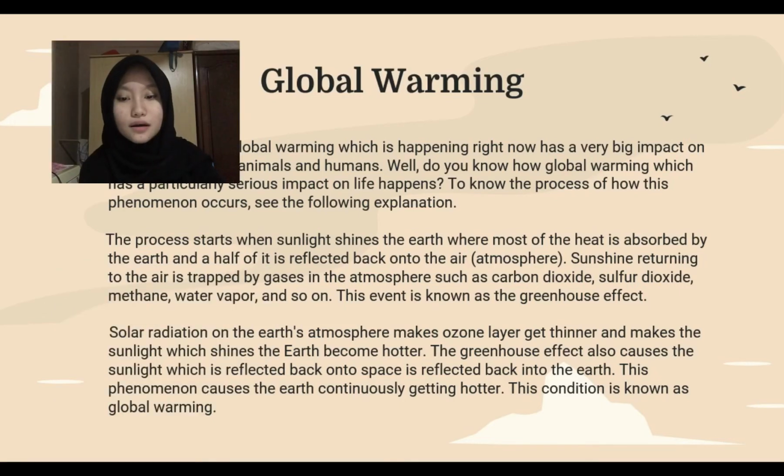The process starts when the sunlight shines the earth, where most of the heat is absorbed by the earth and half of it is reflected back into the air or the atmosphere. Sunshine returning to the air is trapped by gases in the atmosphere such as carbon dioxide, sulfur dioxide, methane, water vapor, and so on. This event is known as greenhouse effect. Solar radiation on the Earth's atmosphere makes the ozone layer get thinner and makes the sunlight which shines on the Earth become hotter.